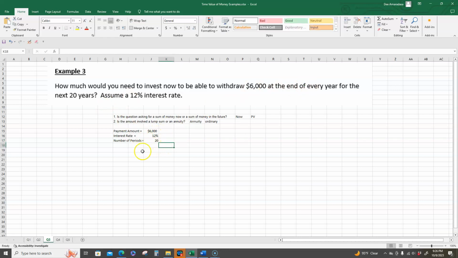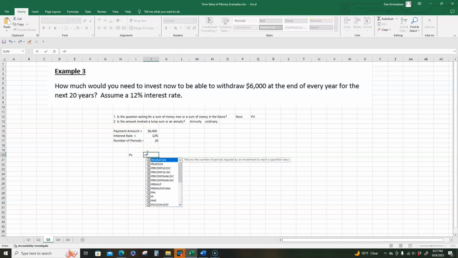Now that we have all the information, let's go ahead and calculate the present value. So they want to know how much we need to invest now. Invest now is calculated by present value. To do that, you start off with your equal sign, click or type in PV, open parentheses, and then it tells you the order you need to type everything in. The rate we know is 12. Don't forget to put your percentage. That's 12%. The number of periods is 20. The payment amount is $6,000.